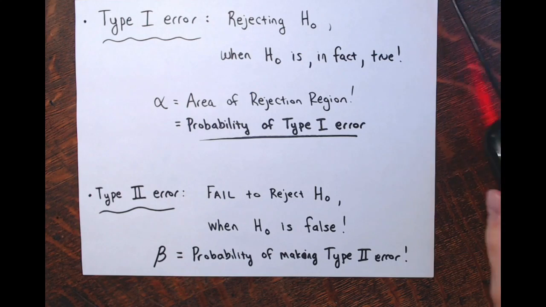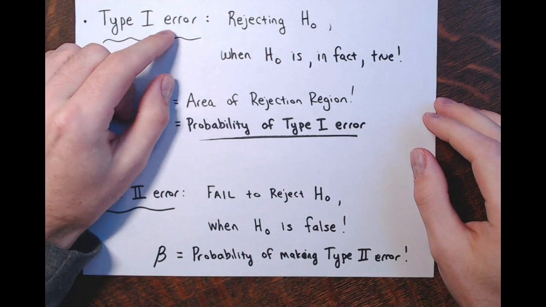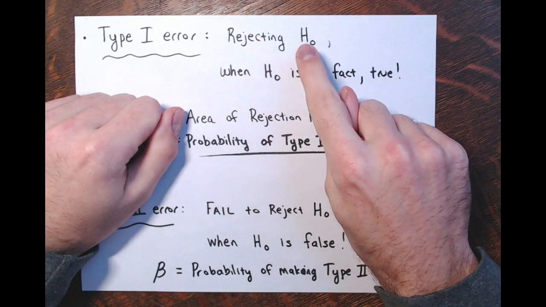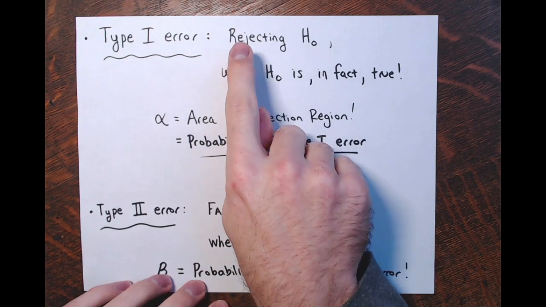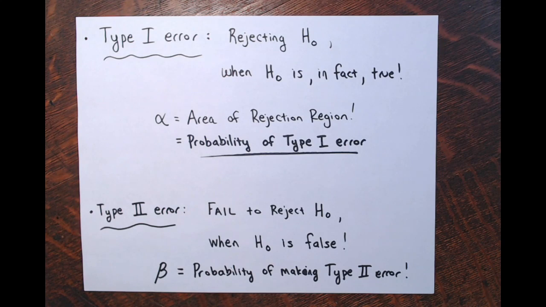So I had this written up last video as well. Remember, a type 1 error in a hypothesis test is when you reject the null hypothesis, but you shouldn't have. You conclude that the alternative hypothesis is correct, but in actuality, the null hypothesis was the correct statement. So you reject the null hypothesis, but the null hypothesis was actually true and you shouldn't have rejected it. That's a type 1 error.